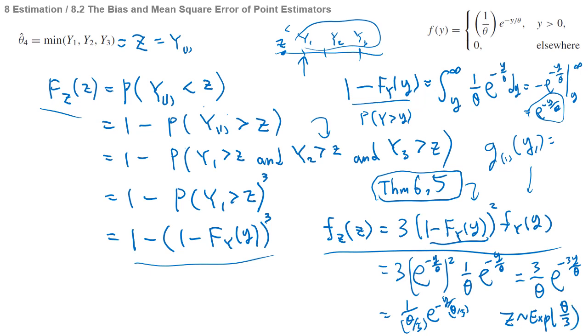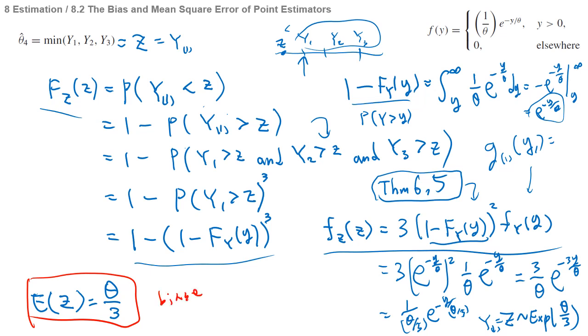So actually Z is Y1, and so the expected value of Z is equal to theta over 3. And so this is a biased estimator for theta. Biased. Okay.